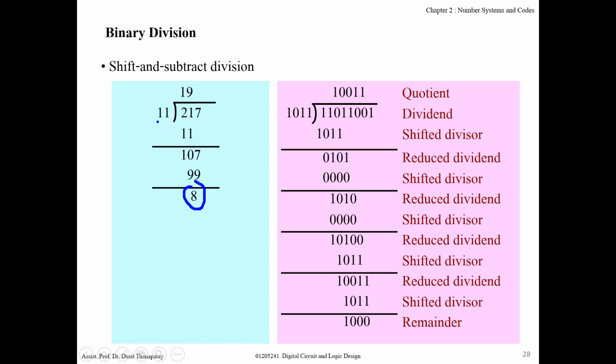When this number is less than the divisor, you stop the process, right? And your result of division is 19, and the remainder is 8.